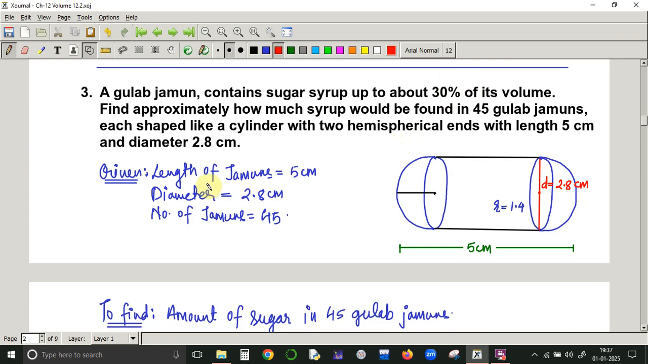Okay. So let's read the given thing. Length of gulab jamun is 5 centimeter, diameter is 2.8 and total number of gulab jamuns is 45. The total length is 5 centimeter, diameter is 2.8. So radius is 2.8 divided by 2. So that comes 1.4. Now for hemisphere, the radius itself is the height. So we have to subtract 1.4 from 5 to get only the length of the cylindrical part of the gulab jamun.